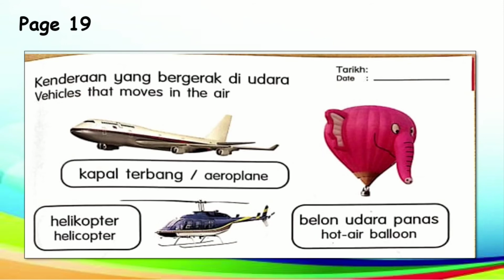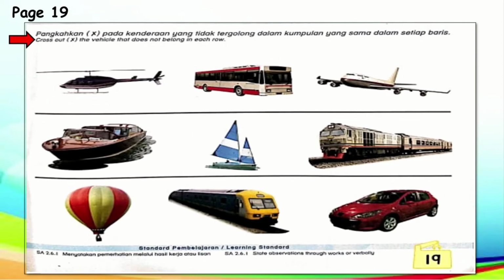So let's see the down part now, students. Cross out the vehicle that does not belong in each row. So we have three rows of transports there. So we have to cross out the vehicle that does not belong in the row. Okay, now let's see the first one. We have helicopter, bus, aeroplane. So which vehicle here does not belong to the group?